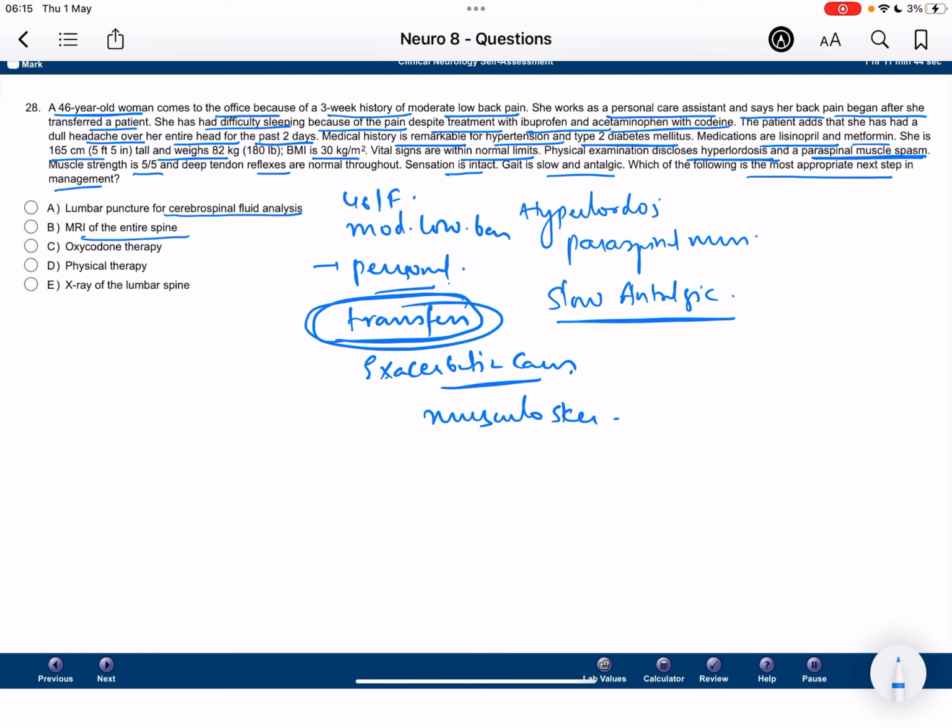MRI of the entire spine. There are no new neurological examination findings that need an MRI, that is, hyperreflexia or upper motor neuron lesions. Oxycodone therapy. She is already on codeine, acetaminophen and ibuprofen. I will not add any other oxycodone therapy. Oxycodone therapy should be used only if the patient has severe back pain or refractory back pain. Remember, this patient has musculoskeletal pain which can be resolved with physical therapy.